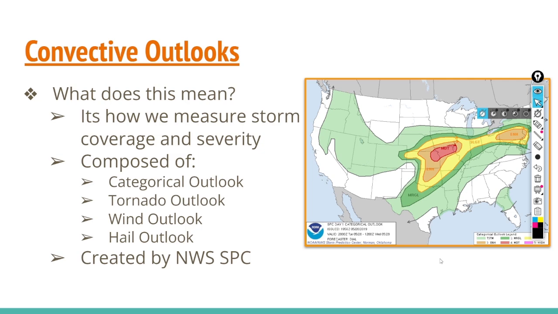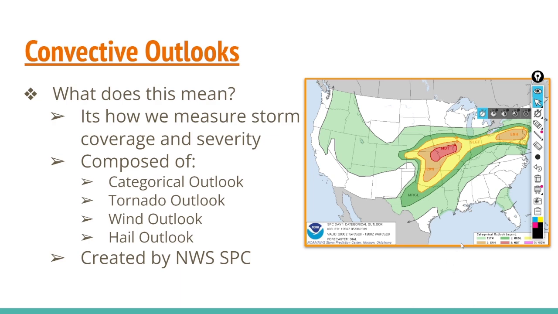So, what are convective outlooks? This is what I use. I show it off on Facebook. I've shown it on YouTube to show basically the threat of severe weather. It's basically to measure coverage and some severity.